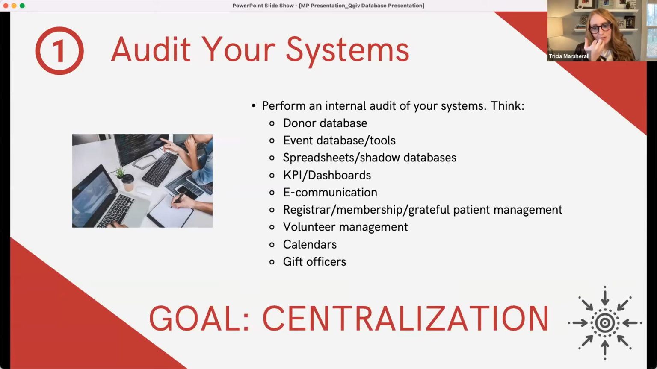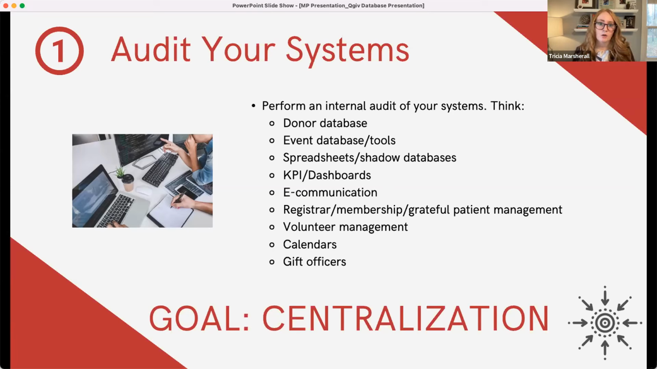And that information gets updated manually. It opens up some room for error, and it's difficult from a transparency perspective. So really taking a look at calendars, how are you managing your volunteers? If you're a school, looking at your registrar, your registrations, your families, your schools. If you're a hospital or healthcare system, do you have grateful patient management, and is that integrated within your system? Your membership for organizations that have membership.